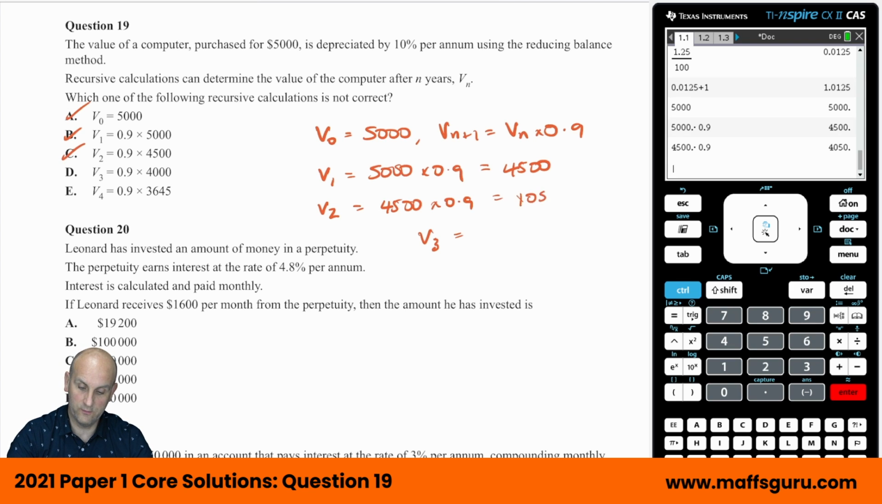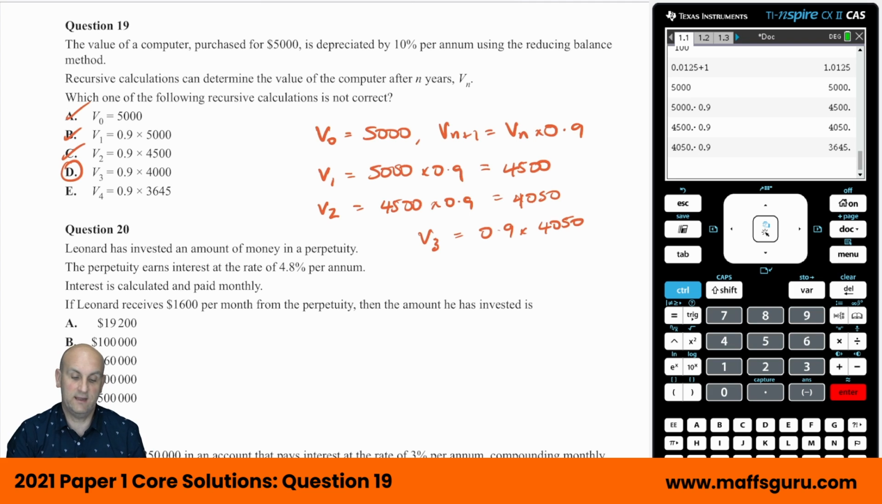So V2 was 4050. So V3 should actually be 0.9 times 4050. So D isn't correct, and if I hit that, then actually E is correct. So D would be my incorrect answer.